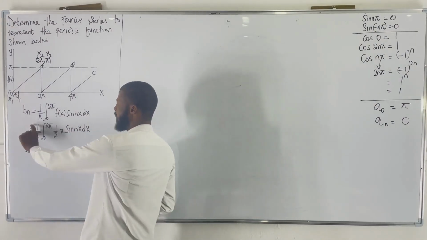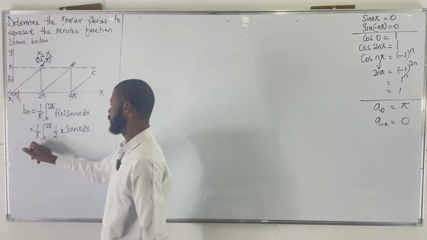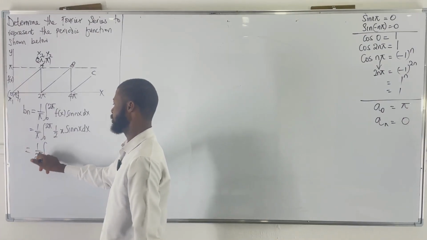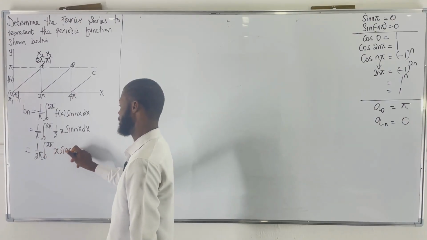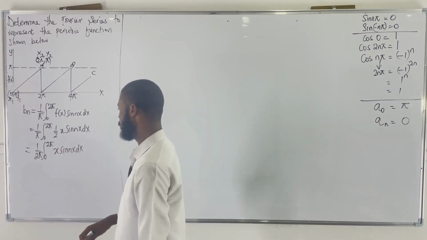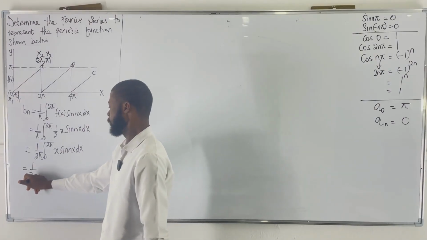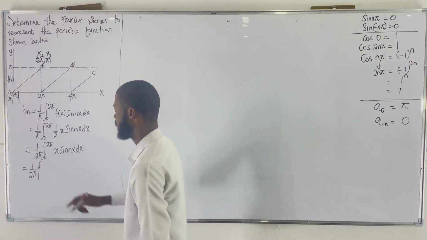Now half times 1 over pi is 1 over 2 pi, integral from 0 to 2 pi of x sine nx dx. Okay, and this is 1 over 2 pi. Now let's integrate this.